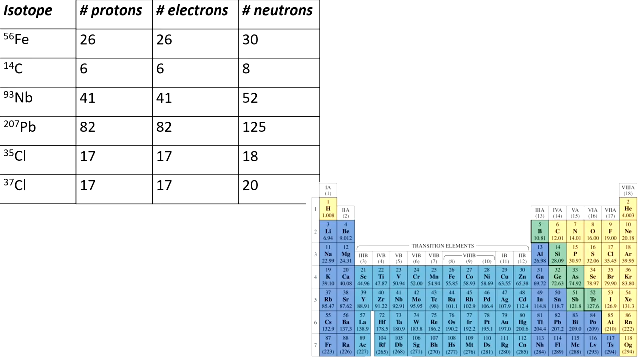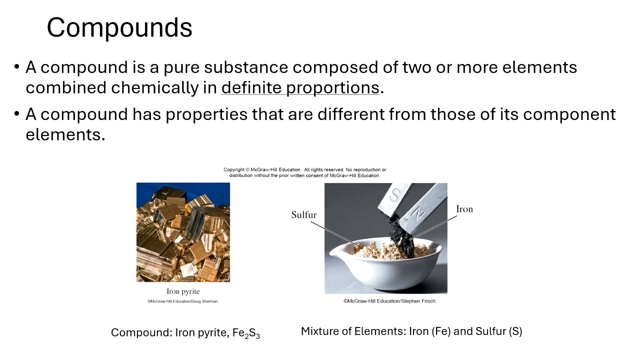We can do this for chlorine, and you can see chlorine is element 17. So for both isotopes, 35 and 37, there are going to be 17 protons, 17 electrons. And for chlorine 35, then we have 18 neutrons, while for chlorine 37, we have 20 neutrons. So hopefully you're comfortable with that. That's kind of a quick review on atomic numbers and atomic masses. Now let's go on to chemical compounds.